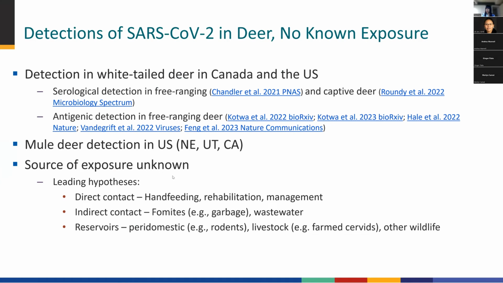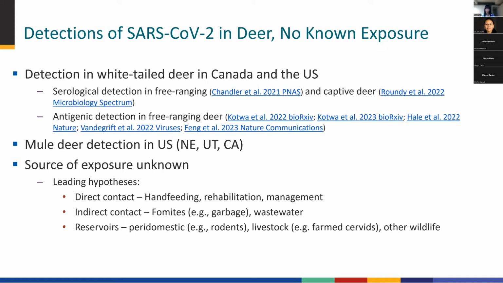So for the first time, we were able to detect serologic positive white-tailed deer in early 2021. We've also found serologic positive captive deer at some facilities in Texas, although we've never found PCR positive captive deer. After this initial detection in mid-2021, a number of papers followed that found antigenic detection in free-ranging deer. This would be the equivalent of a human PCR test detecting it.